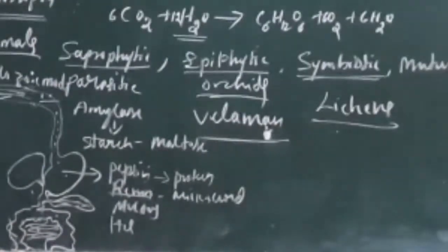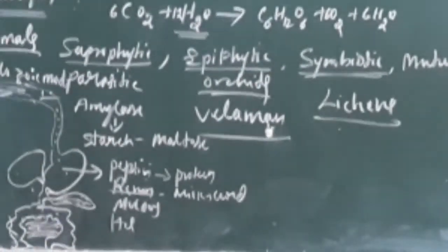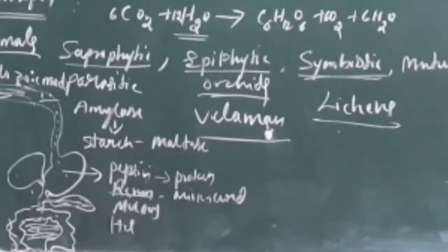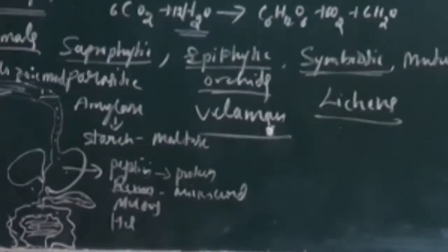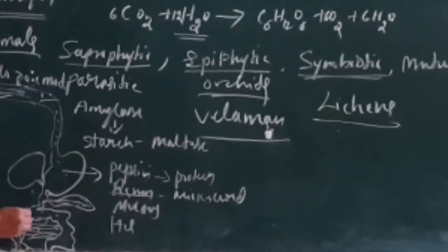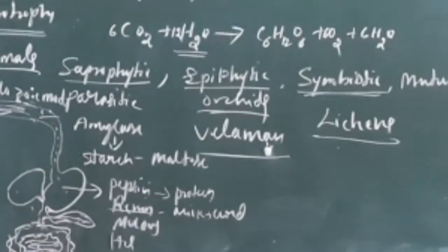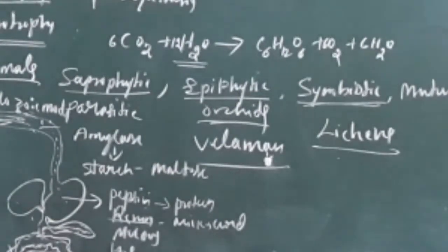And here there are finger-like villi. What is the role of the villi? They absorb the digested food and supply it to different parts of the body. The rest, the undigested food, enters the large intestine and is removed from the organism. So this happens in the human body.